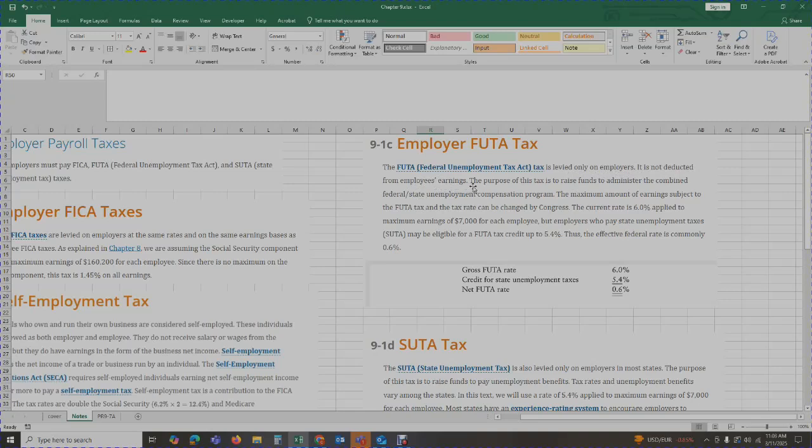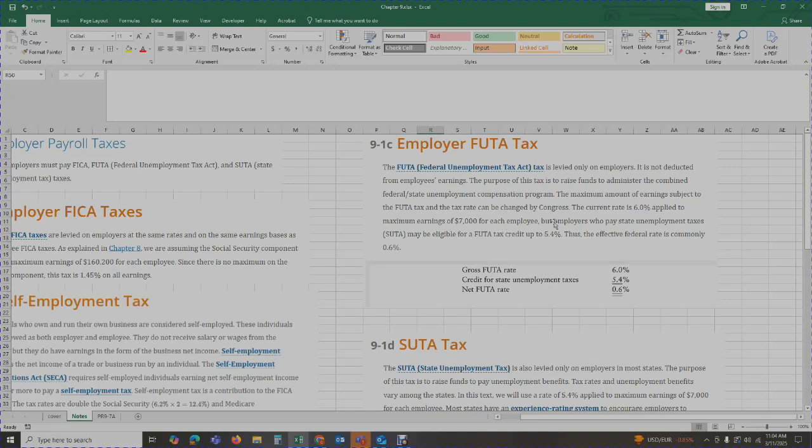And what is the purpose of this tax? Well, we collect this tax to administer the combined federal and state unemployment compensation program. So this is kind of like just to run the program, okay? Now the rate is 6% on the first $7,000 of earnings for each employee. So the FUTA tax is only assessed on the first $7,000 of earnings per each employee. Once the employee makes more than $7,000, no more FUTA tax will be withheld. Okay, it is only withheld on the first $7,000 of earnings per employee.